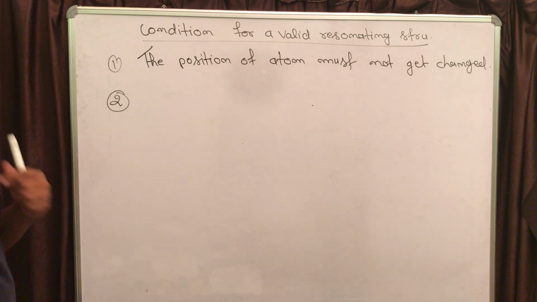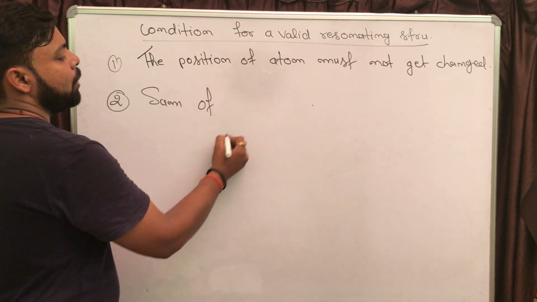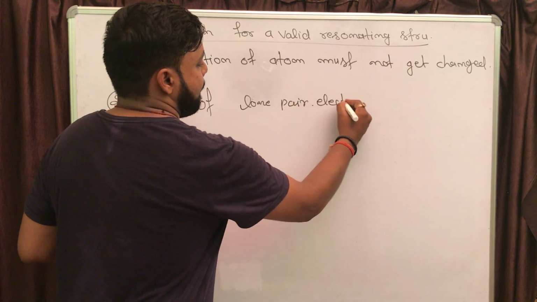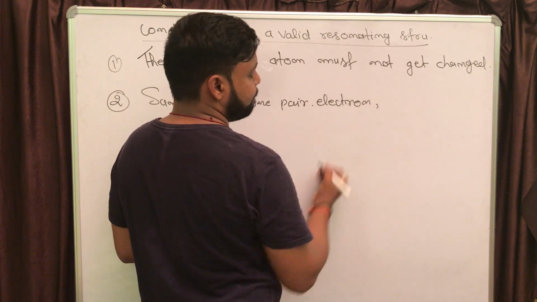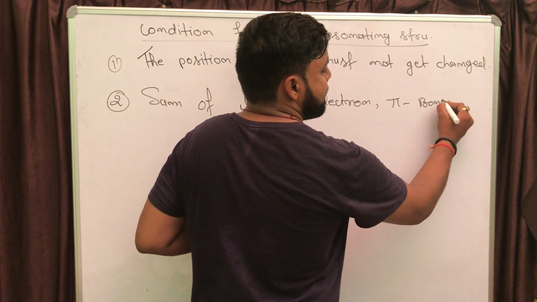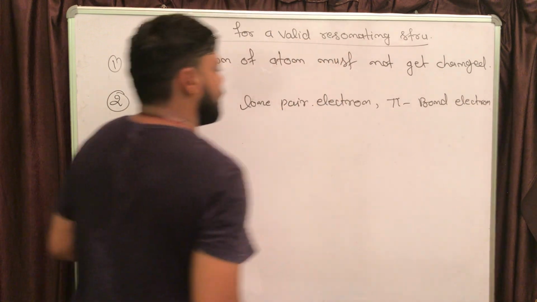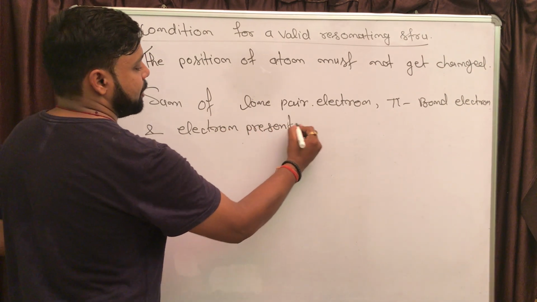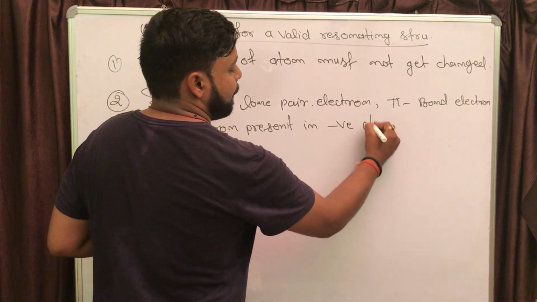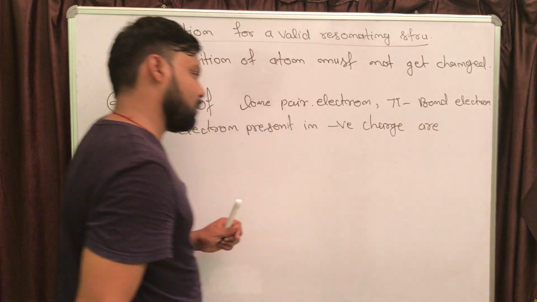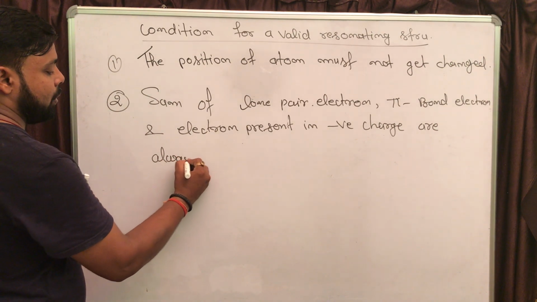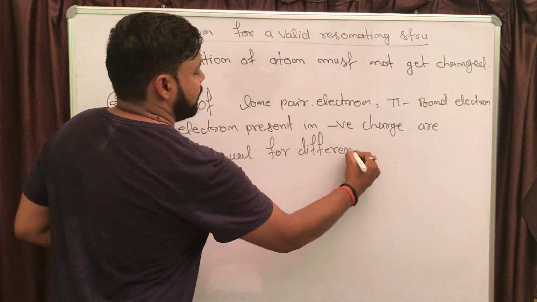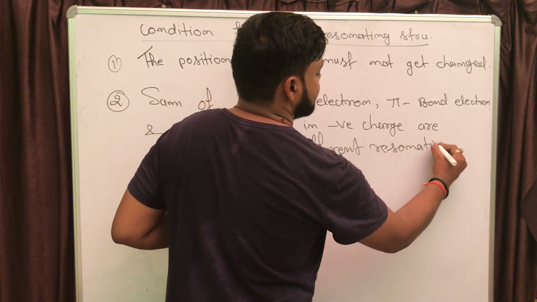So the next point is the sum of lone pair electron and pi bond electron and electron present in negative charge are always equal for different resonating structures. This is also very important.